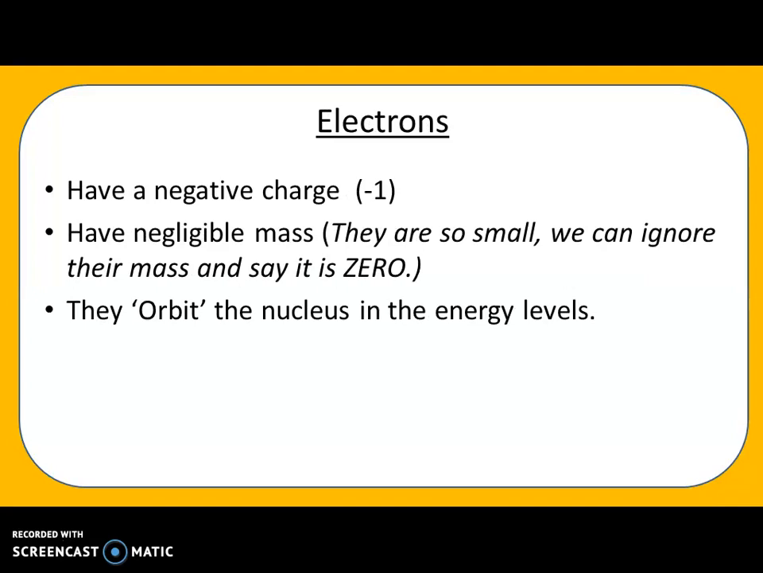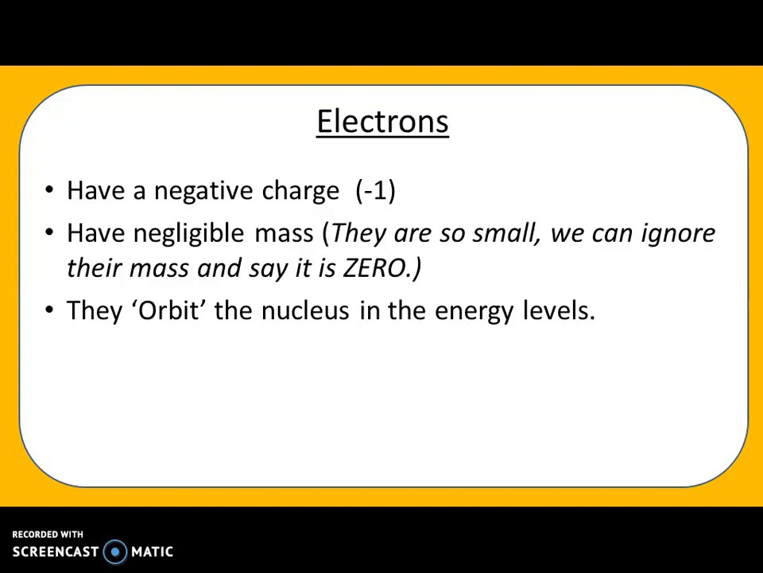Our electrons have the -1 charge, so it's the same amount of charge, just opposite of the protons. They have a negligible mass, which means the mass is so small we can ignore it and say that it's zero. In actuality, it is around 0.0006 AMU, so thousandths the size of the protons and neutrons. These electrons orbit the nucleus in the energy levels.